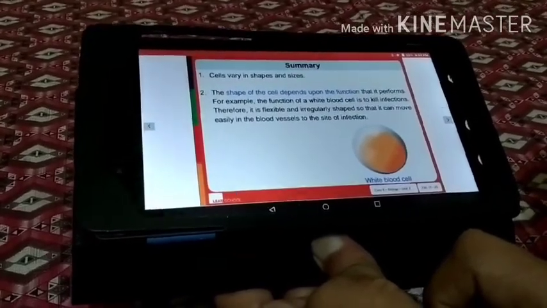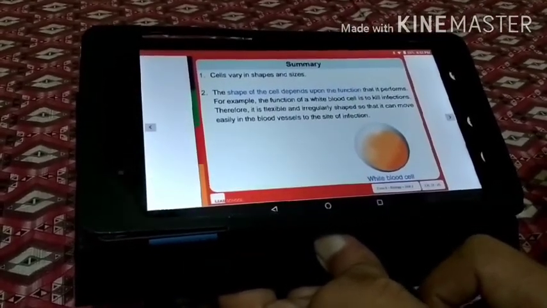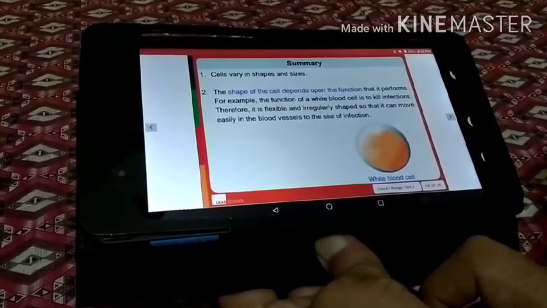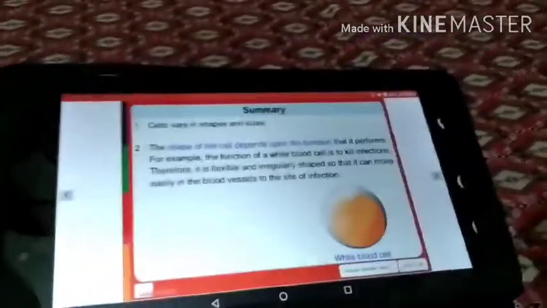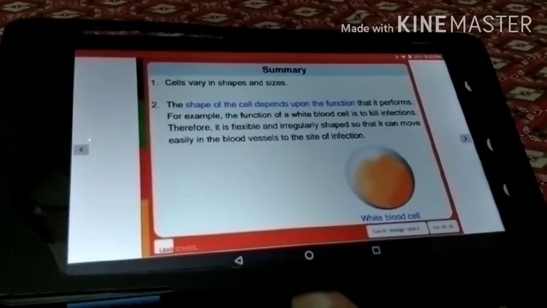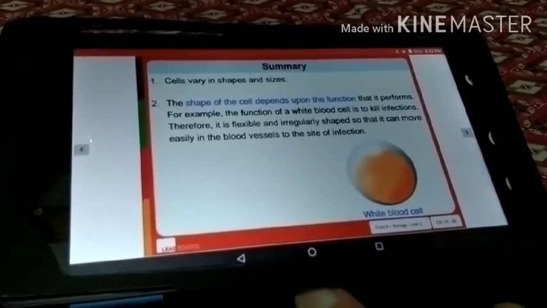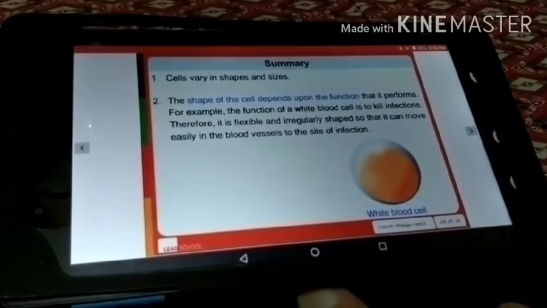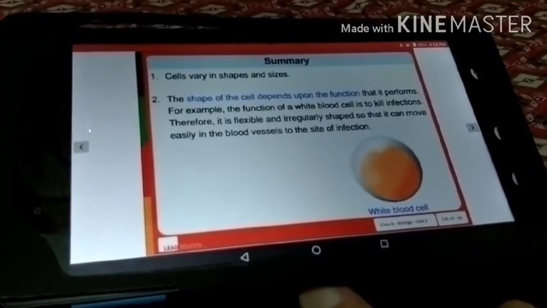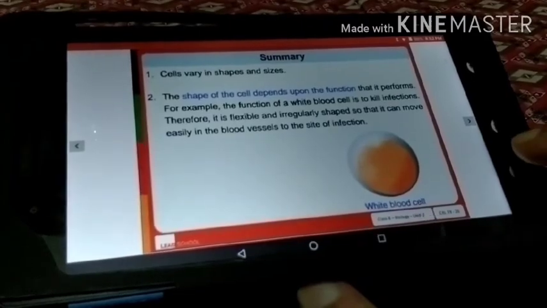Cells vary in shapes and sizes. The shape of the cell depends upon the function that it performs. For example, the function of white blood cell is to kill infections. Therefore, it is flexible and irregularly shaped so that it can move easily in the blood vessels to the site of infection.